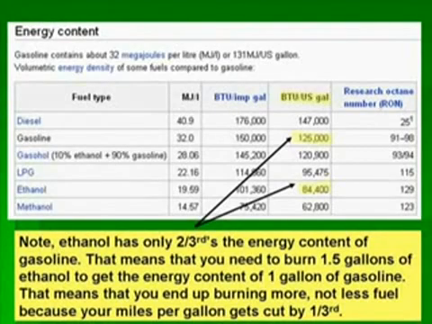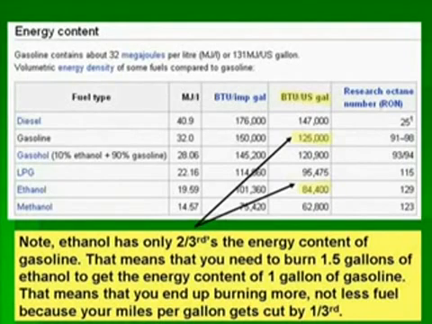Well, what does that mean? What that means is that when you burn a gallon of gasoline, you get 125,000 BTUs. When you burn a gallon of ethanol, you only get 84,400. What that means essentially is that you need to burn 1.5 gallons of ethanol for the energy output of burning 1 gallon of gasoline. So you actually end up burning more ethanol than you would be burning of gasoline.